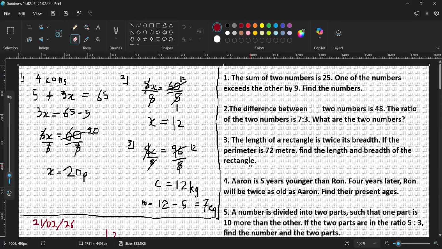The question is this. The ratio of the two numbers is 7:3. What are the two numbers? So let's throw it open to you. What do you think? How do you think we'll go about this?